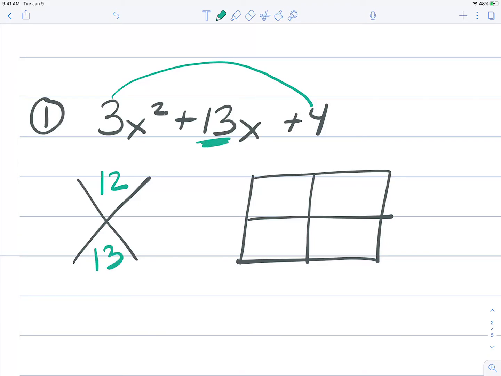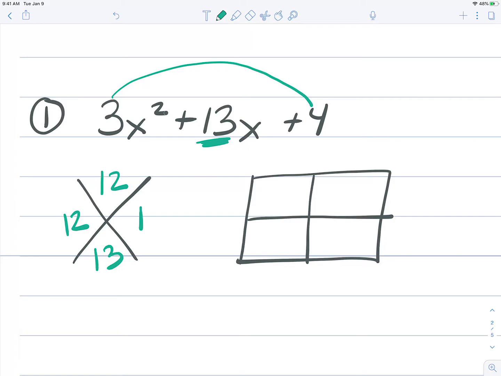So I have to ask myself, what two numbers multiply to 12 and add to 13? My hint for you is if they're one away, one of them is always a 1. So this is going to be 12 and 1, because 12 times 1 is 12, and 12 plus 1 is 13. Now for the box.